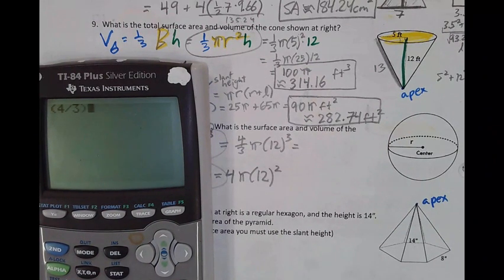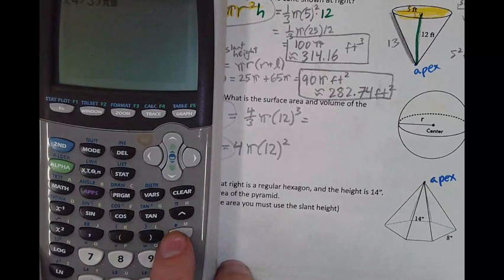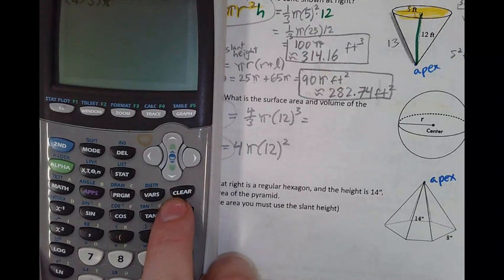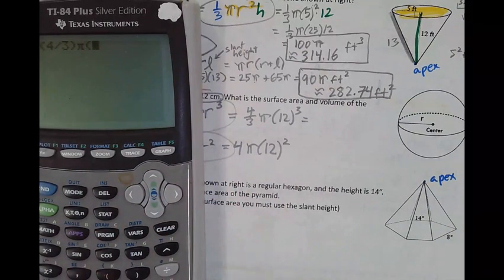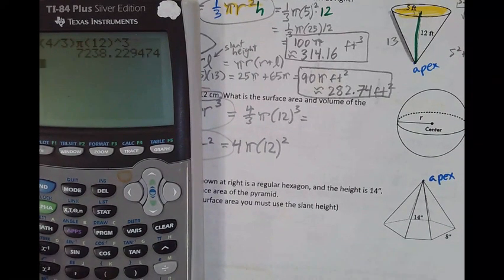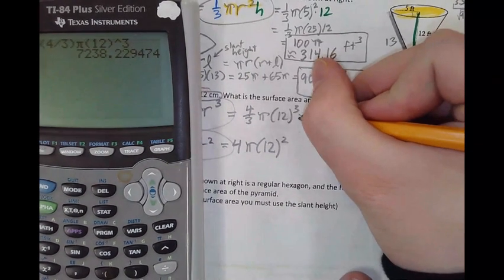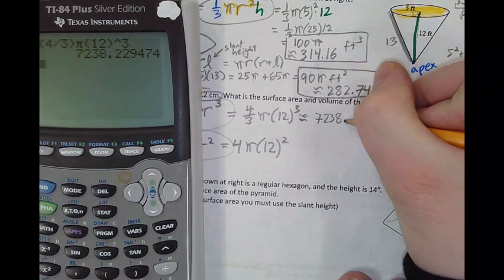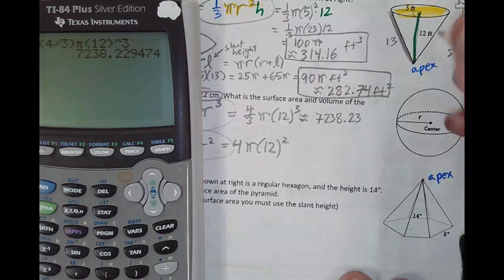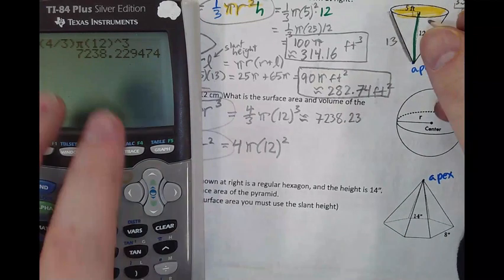Using parentheses, I'll get 4/3 times pi, which is right there. Pi. Right there, sorry. Times 12 cubed. That gives me approximately 7238.23 centimeters cubed.